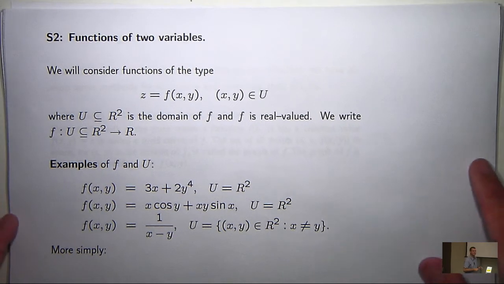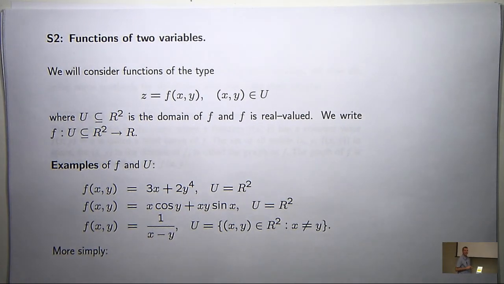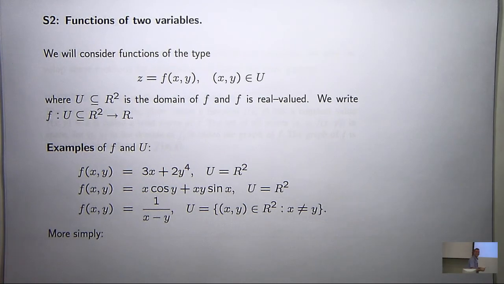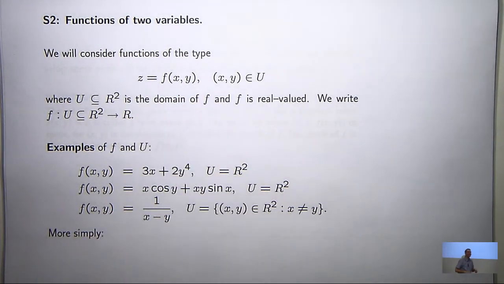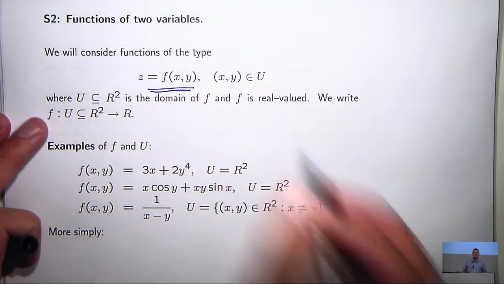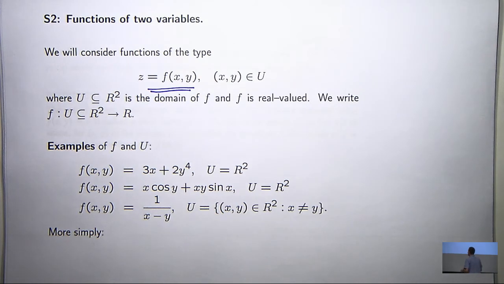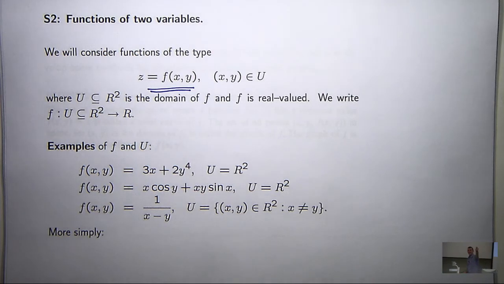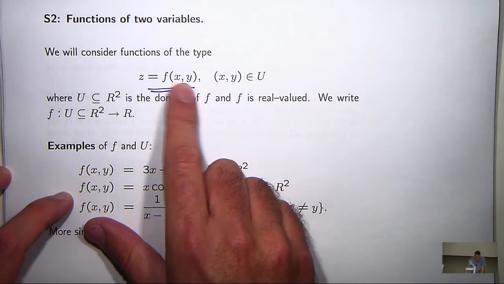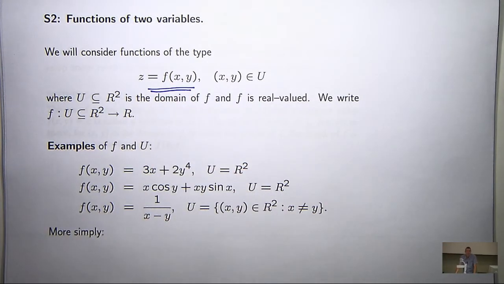Okay, so let's start with a couple of simple examples. So essentially you're going to see functions in this form. Now strictly speaking, f is the function here, okay? But because people are used to seeing y equals f of x, sometimes we write z equals f of x comma y. So x and y are the two independent variables. And you can say that z is the dependent variable. Z depends on x and y. Okay, so let's have a look at some examples.